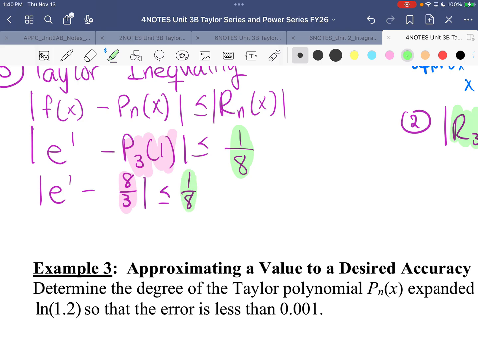So now I can say e minus 8/3 should be less than 1/3, and e minus 8/3 should be bigger than negative 1. I said 1/3. e minus 8/3 should be less than 1/8, and it should be bigger than negative 1/8. This is the compound inequality thing.